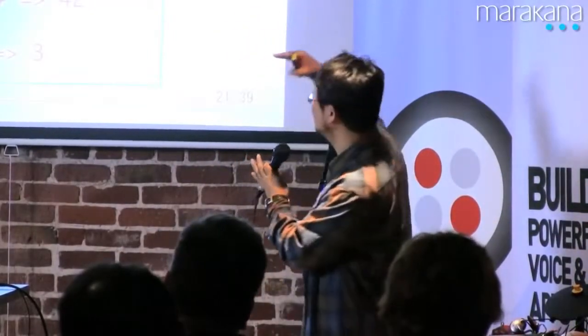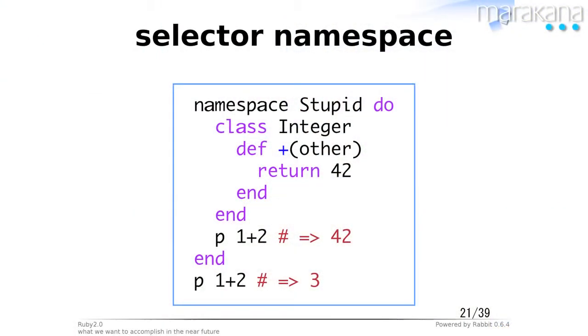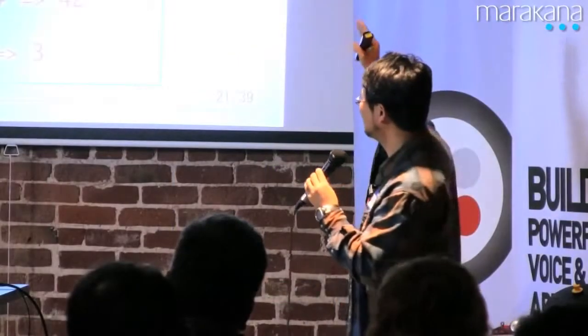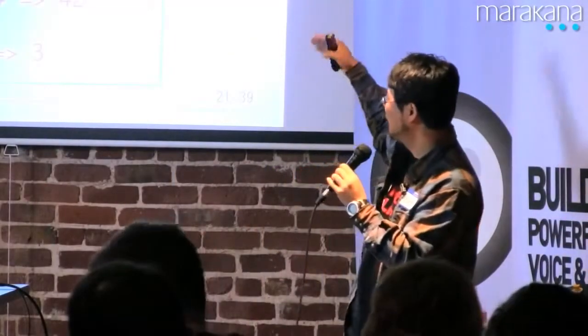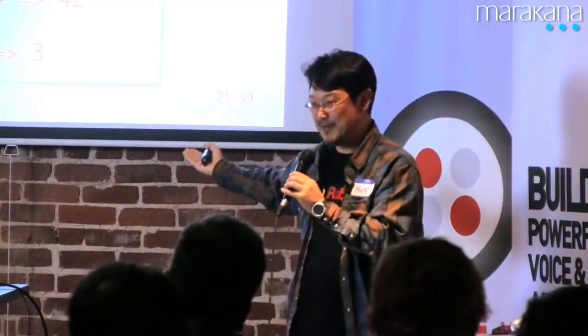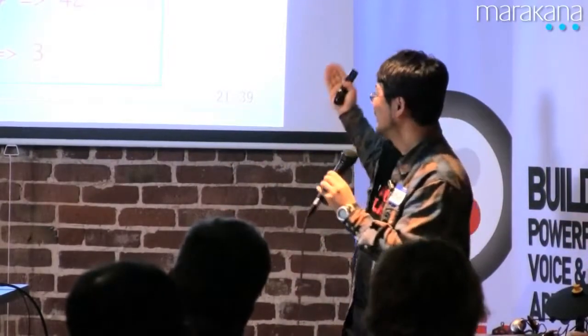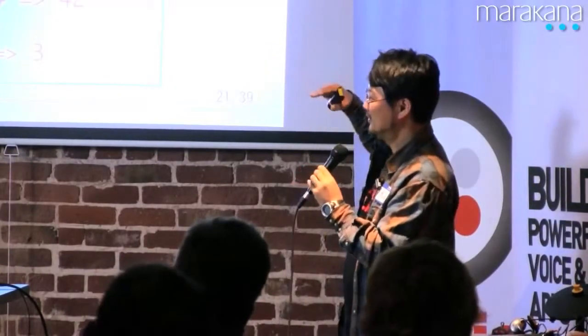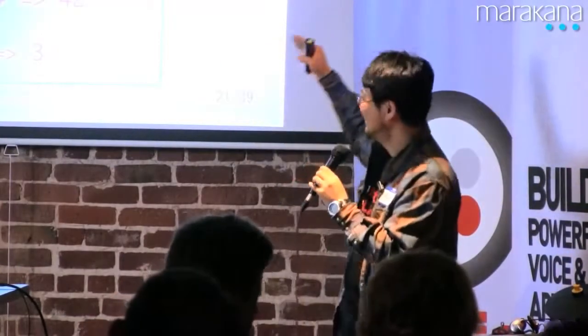So we'd like to encapsulate the modification in a certain namespace. This is not the fixed spec, but just the concept. So in the stupid namespace, you can modify the Integer class to make addition give 42. But outside the namespace, you can safely add 1 plus 2. So you can jail the stupid guy in a certain namespace.